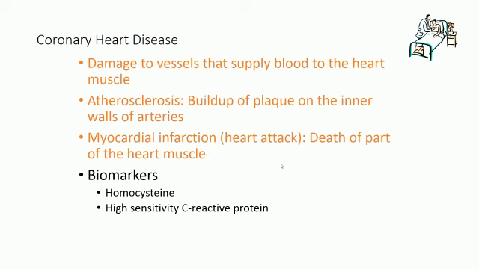Then there's certain markers that you can look at to see if someone's having a coronary heart disease. There's homocysteine, but also high sensitivity C-reactive protein. But that high sensitivity C-reactive protein actually is found in a lot of diseases, so it's not always the best biomarker. But if someone's having a heart attack, that will be elevated.